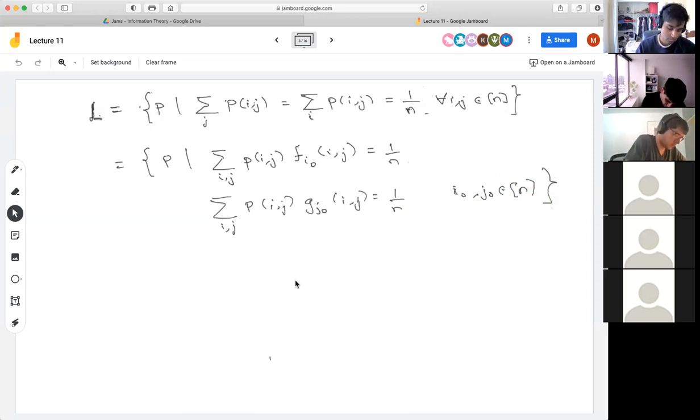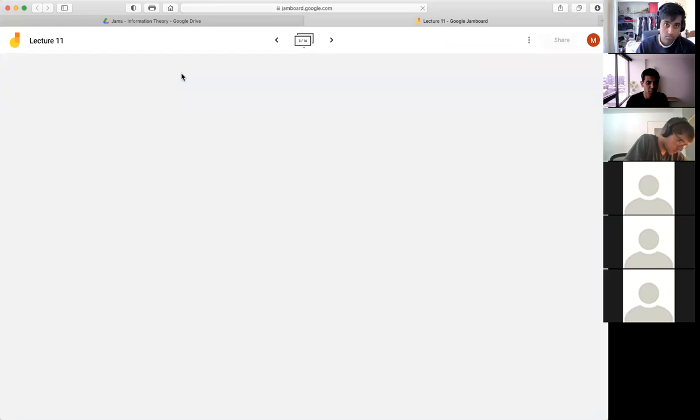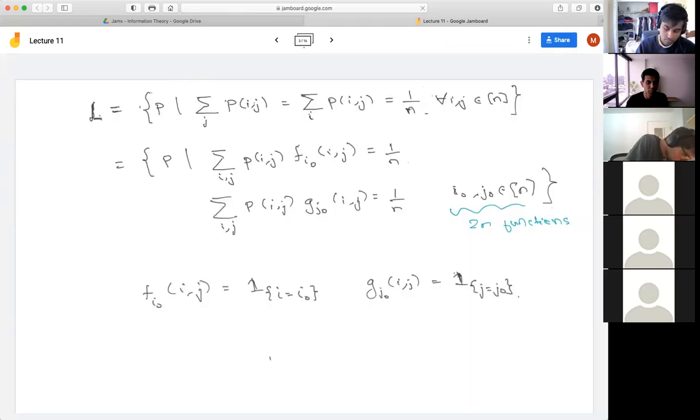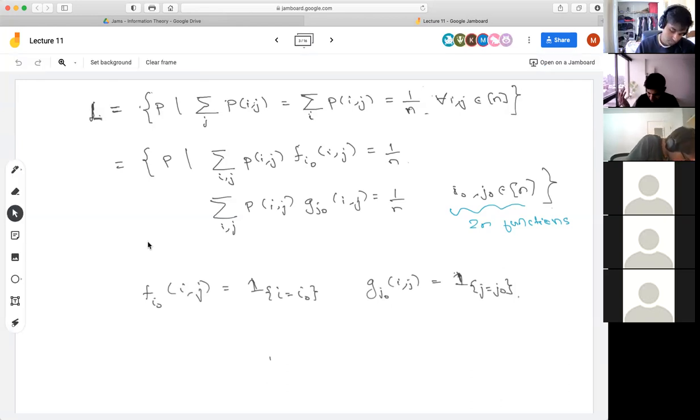So in total, we have a collection of 2n functions. And we can write all the conditions we want as moment conditions on these 2n functions. Sorry, just a second. Okay. So we have these indicator functions for rows and columns.